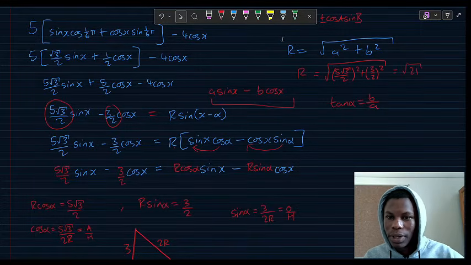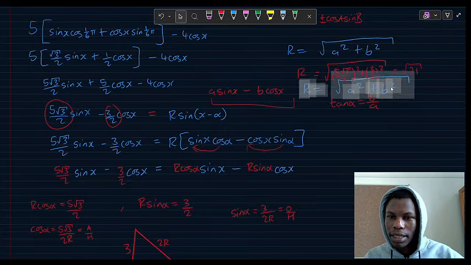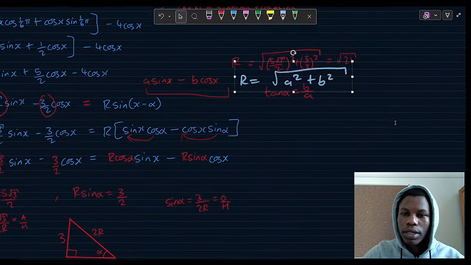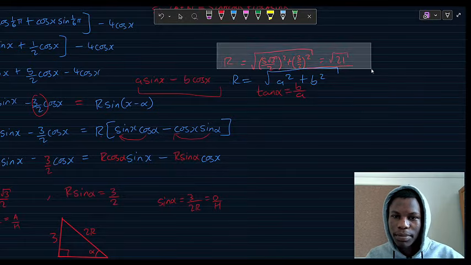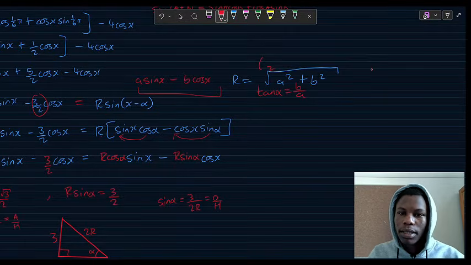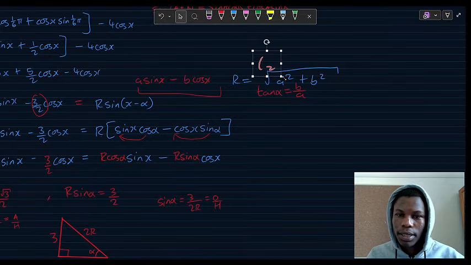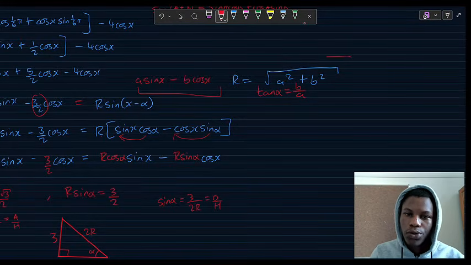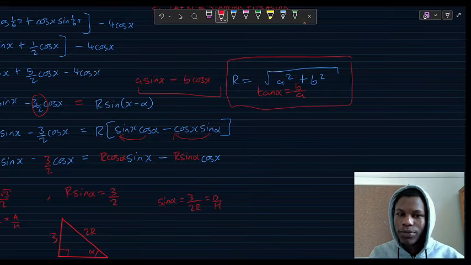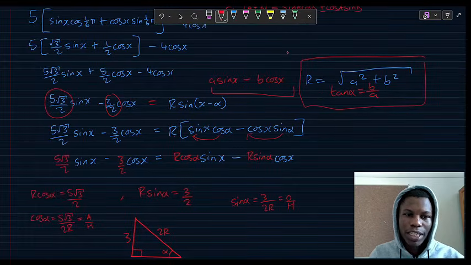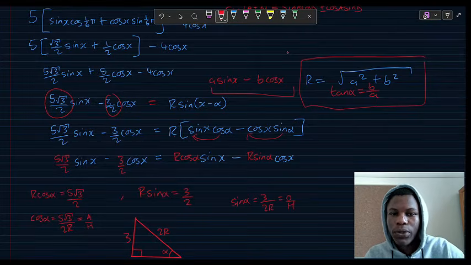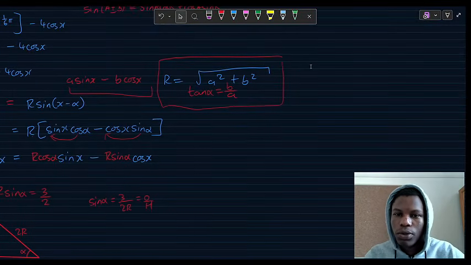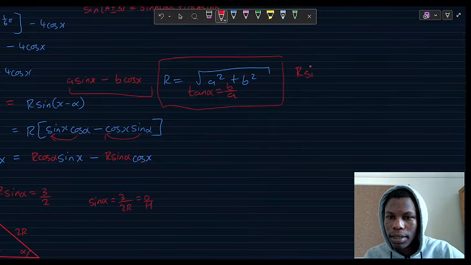So this is when it is r sine. These are the two formulas you'd use. Let me erase this part and that as well. These are the two formulas. You can just go straight to these formulas once you've made sure that your expression is in the form a sine x plus or minus b cos x. You can use these two for r sine x plus or minus alpha.